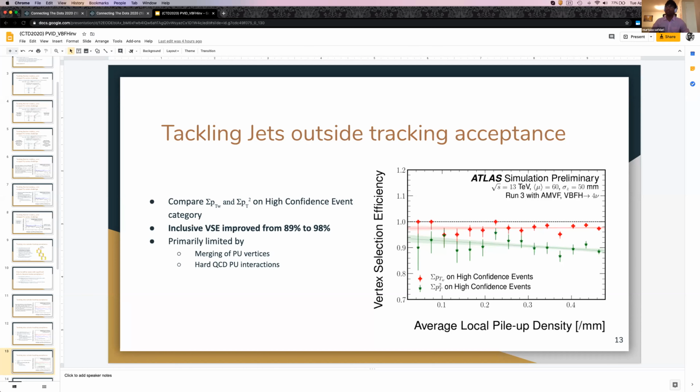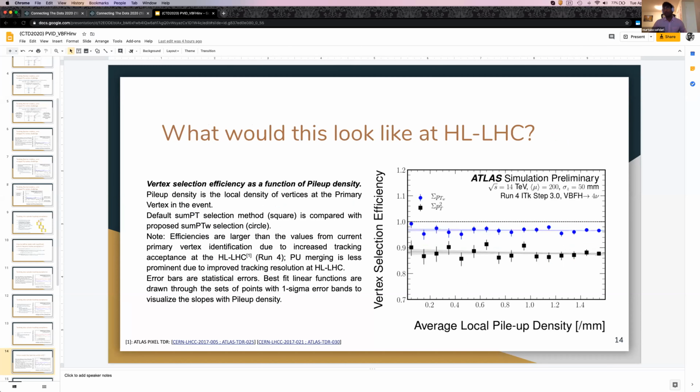I think I may still have a couple of minutes left. So to wrap it up, really, the only thing left to see is what this would look like at the high luminosity LHC, where now your tracking acceptance is all the way out to 4. This is great. But of course, there's also much more pileup here. It's possibly mu 200. So first point to note is, we're again comparing the current method in black and the new method in blue.